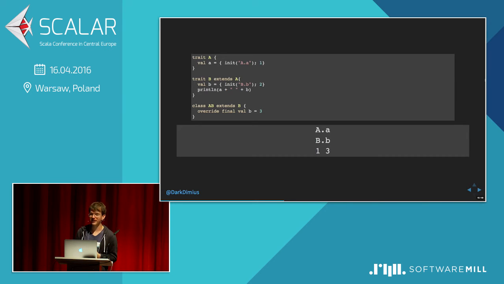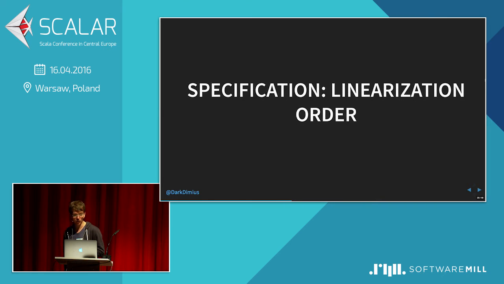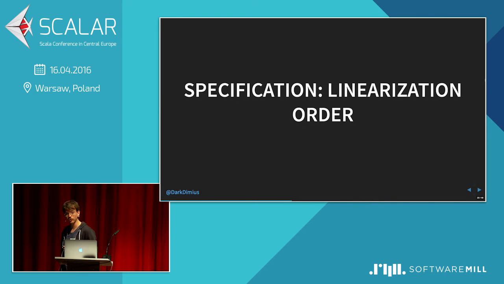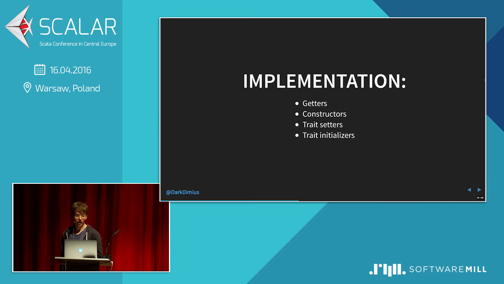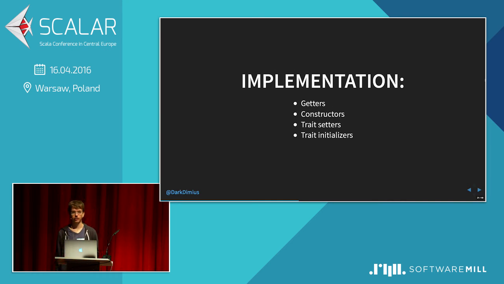OK, so in order to explain how this works, I need to go back into the theory, how the Scala compiler builds things, and the implementation details. So the theory is simple: initialization order. It tells in which order the statements are going to be executed. The tricky part is which statements. And the question of which statements are being executed is actually an implementation detail. So I'll need to go into how mixin composition is actually implemented in Scala and in Dotty. The main parts which implement mixin composition are the notion of what getters are, what trait setters are, and what trait initializers are.